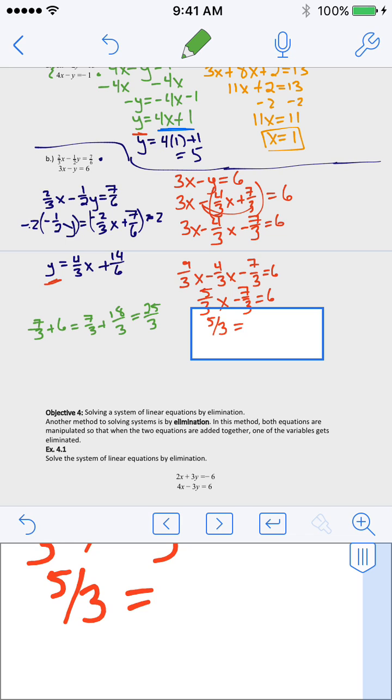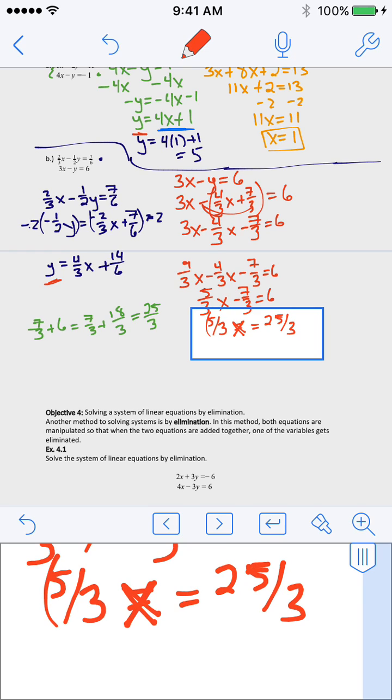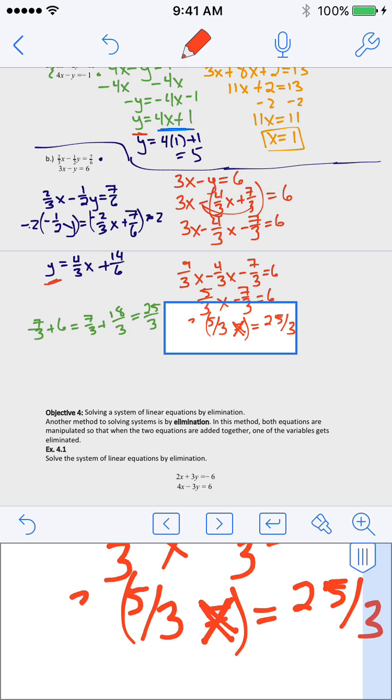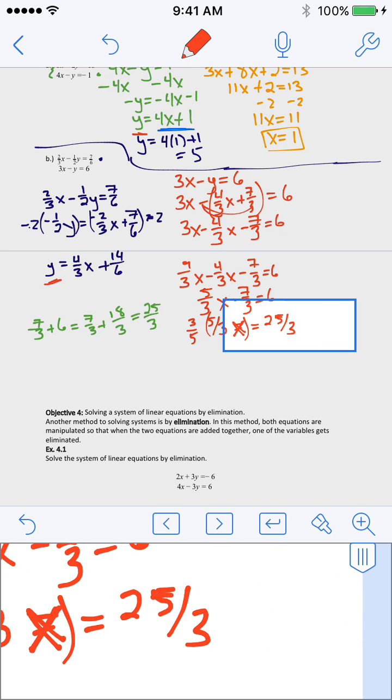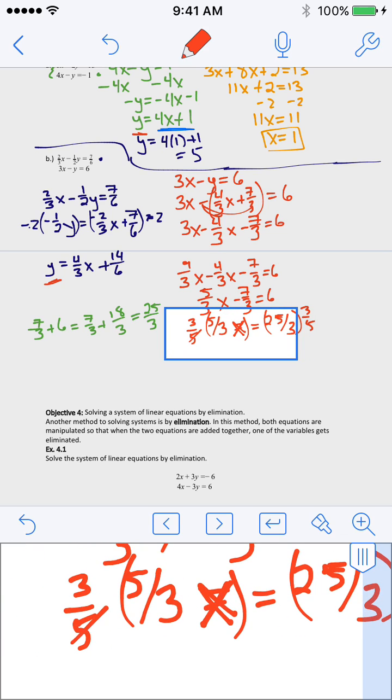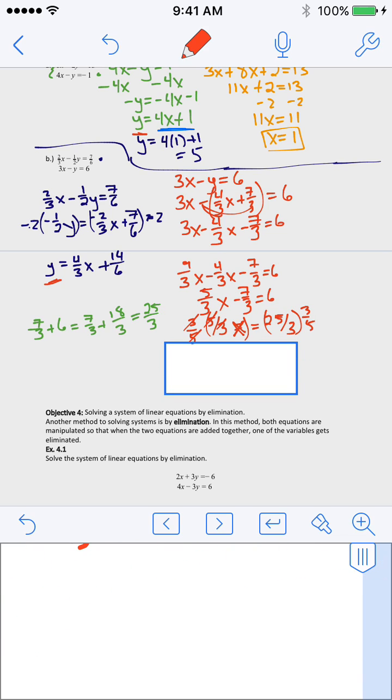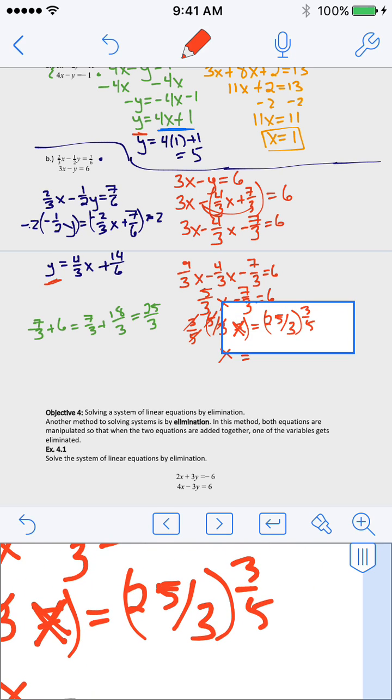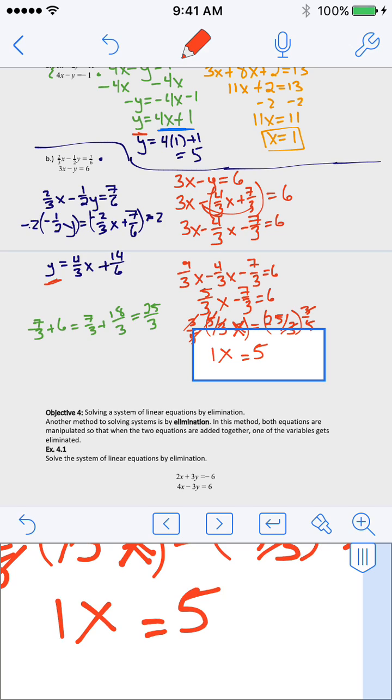So 5/3 x is equal to 25 over 3. I'm going to multiply by 3 over 5 to both sides, right? Multiply by the reciprocal. That cancels that, and I'm left with just x. Here, the 3's cancel. 25 divided by 5, x equals 5. All right, x equals 5.